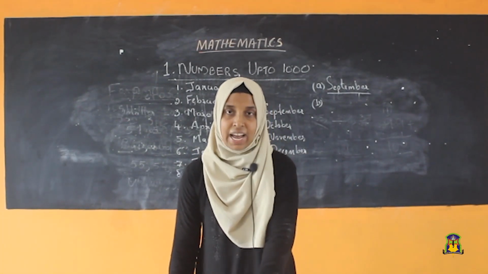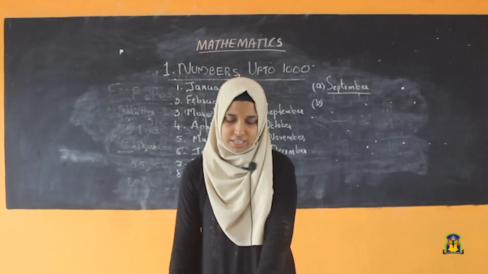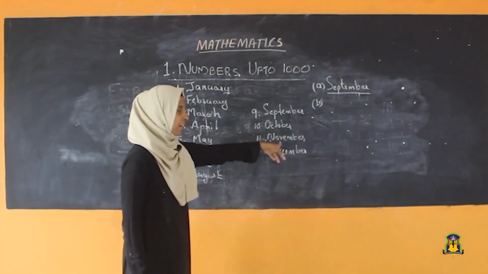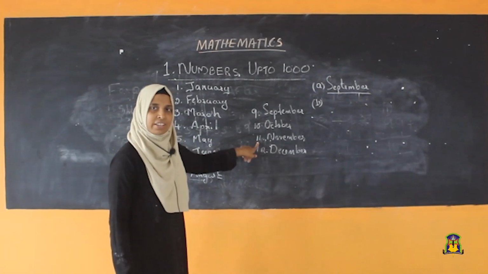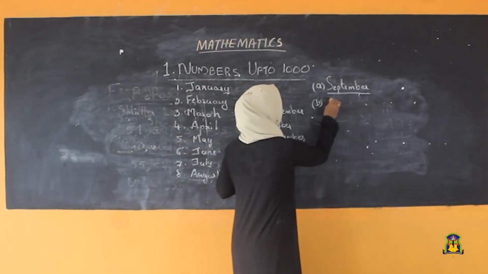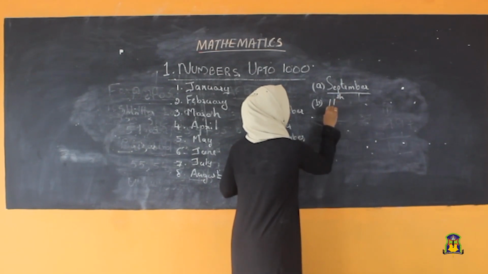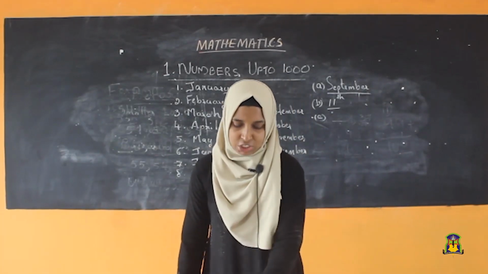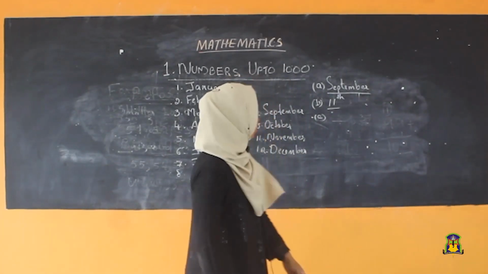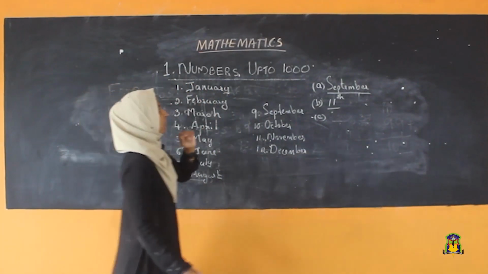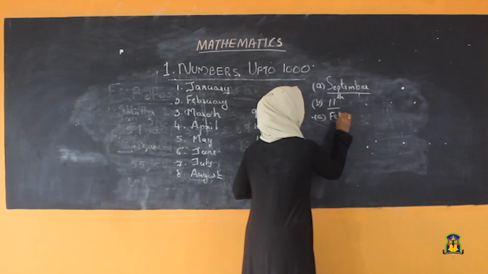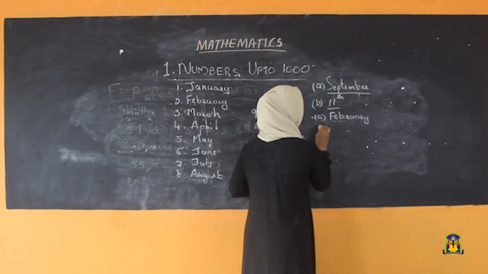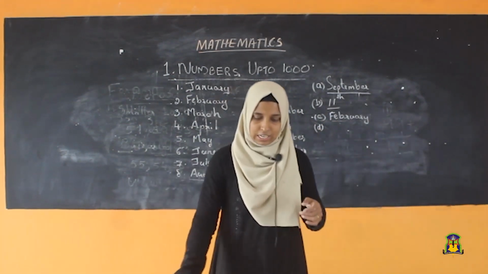November is the dash month. Okay, look here. Where is November? November is the 11th month. So write there, November is the 11th month. Okay, next one. Dash is the second month. Which is the second month? February. So write there, February is the second month.